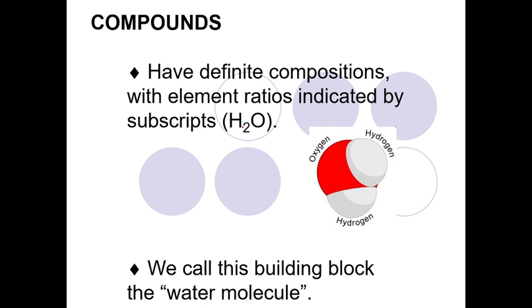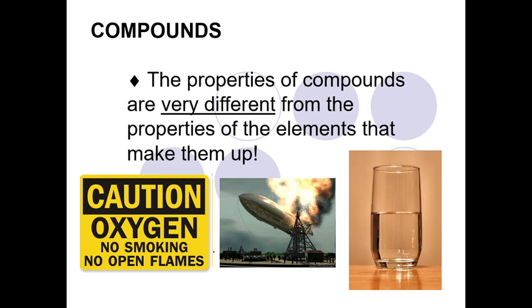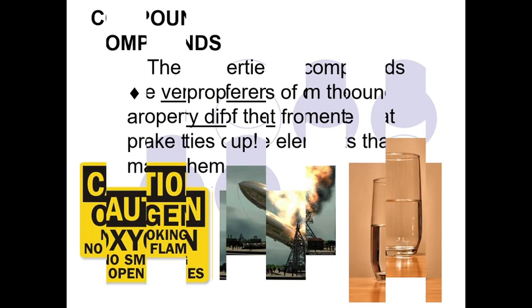So how do we tell the ratios? With the subscripts. Subscripts are the little numbers at the bottom of each symbol of an element. Like with H2O, you can see there are 2 hydrogens plus 1 oxygen, so the ratio is 2 to 1. Good. The properties of compounds vary according to the compound itself.